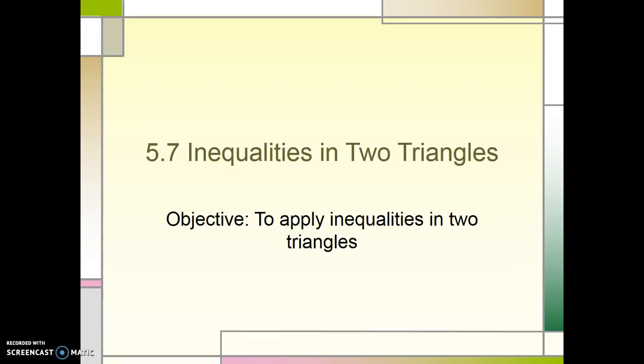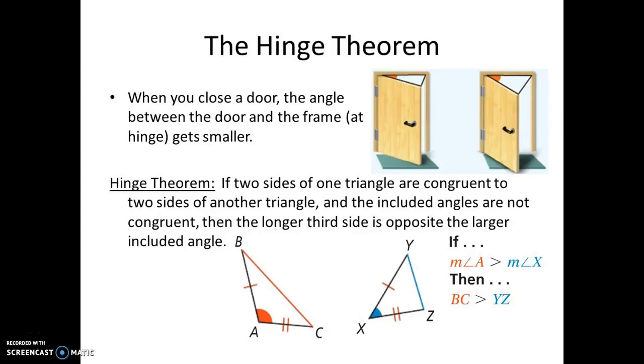Alright, so today we're going to do chapter 5, section 7, inequalities in two triangles, and we will apply inequalities in two triangles. That's our objective. So we're going to start off with the hinge theorem, one of two theorems today. It states if two sides of one triangle are congruent to two sides of another, and the included angles are not congruent, so the ones in between the two sides, then the longer third side is opposite the larger included angle.